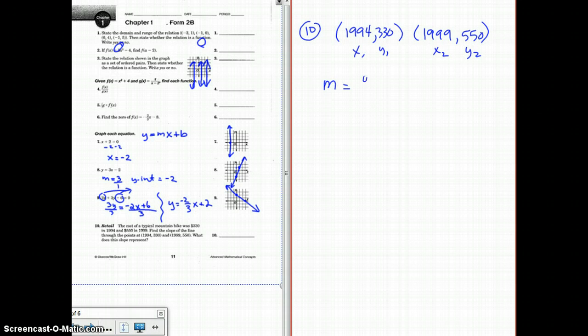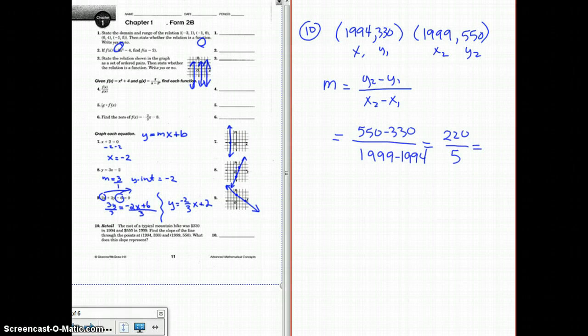We want to find the slope. The slope is found by finding the difference in the y's over the difference in the x's. So I will take 550 minus 330 over 1999 minus 1994. And that gives me 220 over 5, which reduces to 44. So my slope is 44, and that's actually going to be $44, which is the increase. It's an increase of $44 a year in the price of a mountain bike.